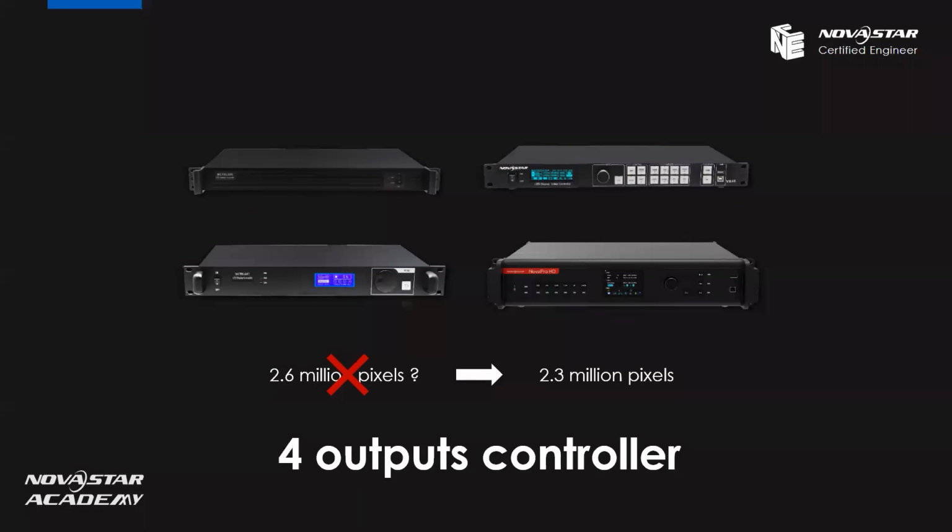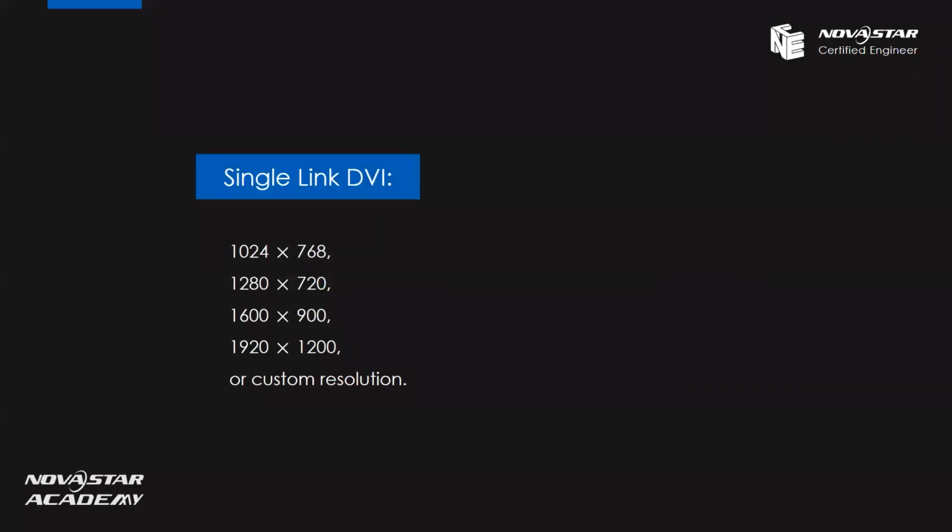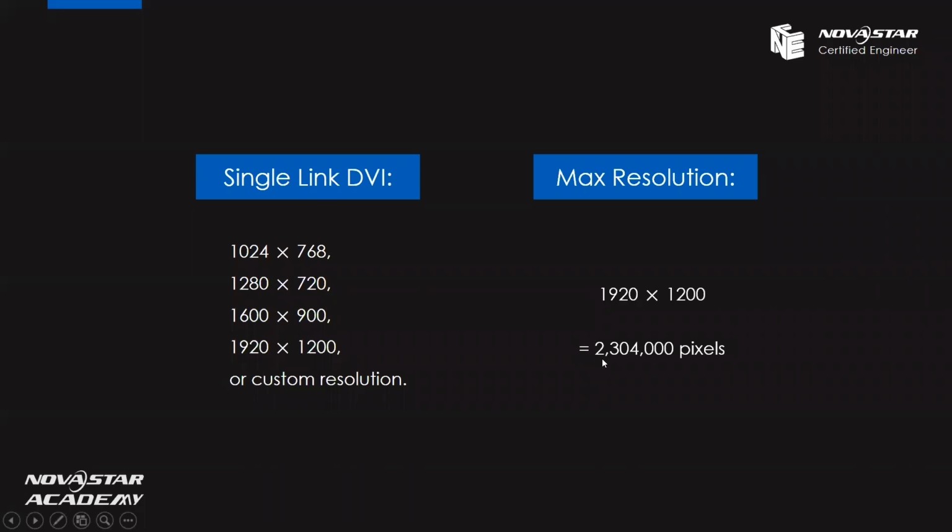I think maybe you have a question in your mind. Why can't I get all the capacity? Let's check it out together. Now, all our normal products use single-link DVI as input. Here we show you the commonly used single-link DVI input resolutions, and sometimes we also do some customized resolutions. From this, we can see the max resolution of single-link DVI is 1920 by 1200. After calculating, we can get about 2.3 million pixels. So that's why the loading capacity of the 4 output controller is 2.3 million pixels. It is because of the limitation of the input resolution.